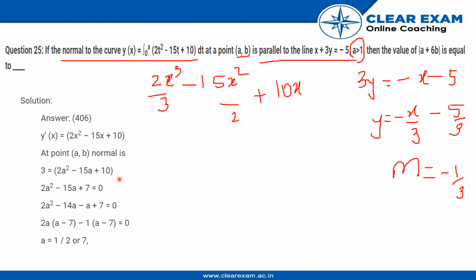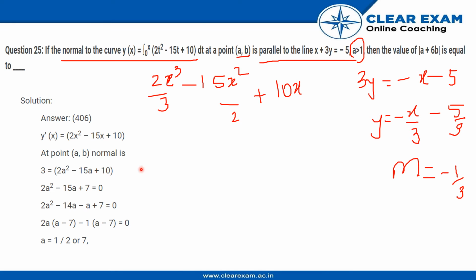Now we know that this line is a normal to the curve. Whenever we have a family of lines, if we put a point, we get the tangent of the line. Now we are told that the normal of the curve at the point is parallel to the line given to us over here. So we have a tangent over here. This is the tangent equation. When we put in the point, we get the value of the curve at that point.